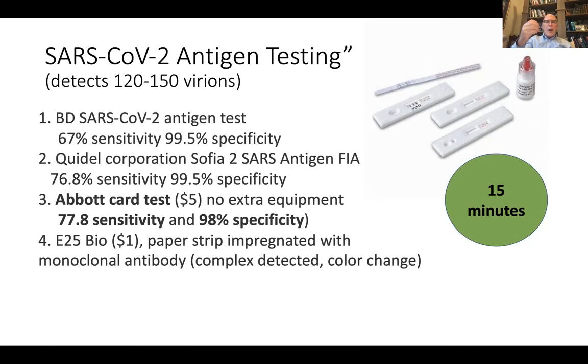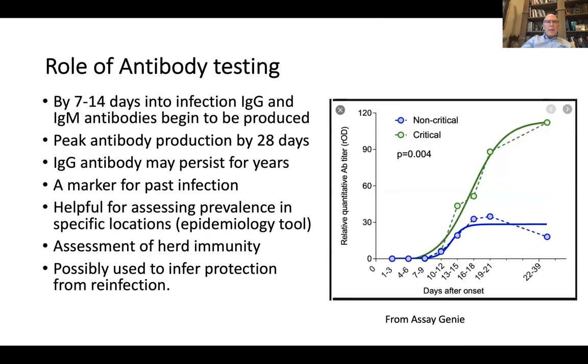So this is a point of care test. It's not as sensitive. It will detect 120 to 150 virions. So it's a log less sensitive. This test is less expensive. It's very rapid. It's slightly less sensitive and a little bit less specific than PCR.